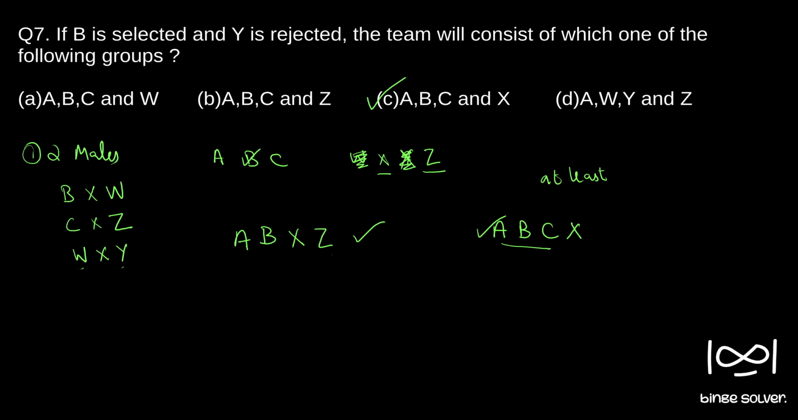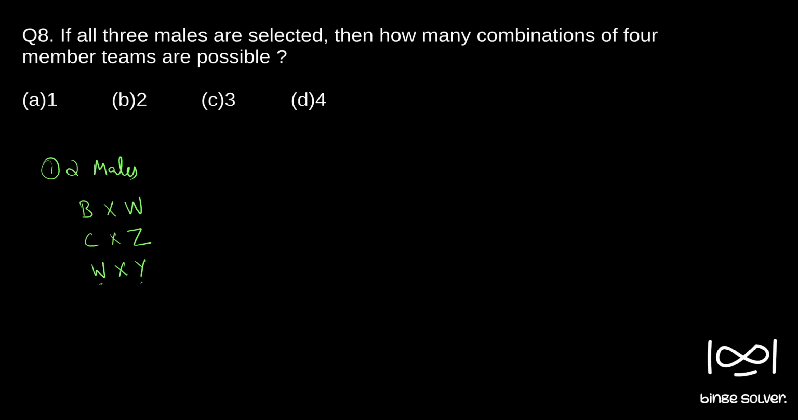Moving on to question number 8. If all three males are selected, then how many combinations of 4-member teams are possible? So I have written down the information that was in the question. The total male members were A, B, C, and female members were W, X, Y, Z. So the given information is all three males are selected, A, B, C.